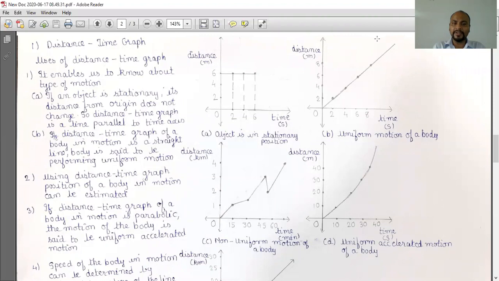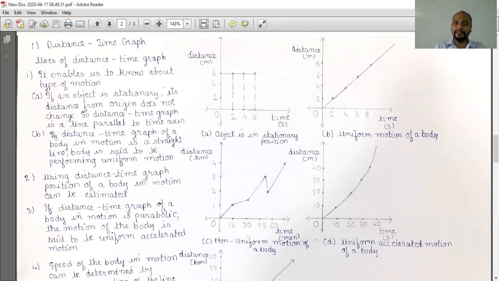So here are some graphs to explain different contents of the distance time graph. If you see the first graph, that is A, you can see that the body is stationary. Its distance from the origin does not change. So in a distance time graph, if you get a line parallel to the time axis, it represents that the body or the object is in a stationary state.